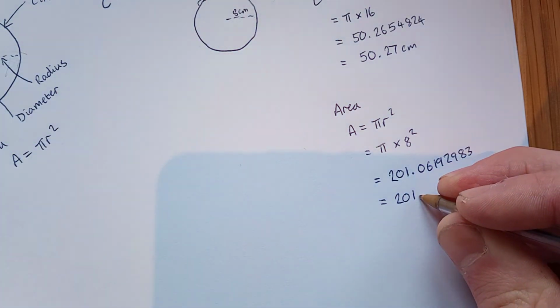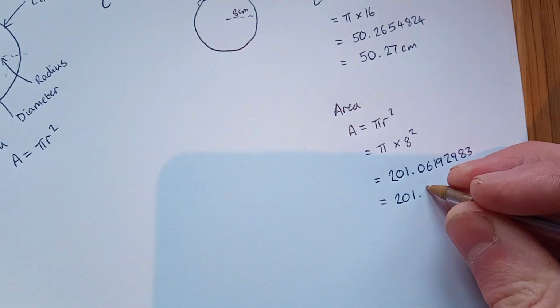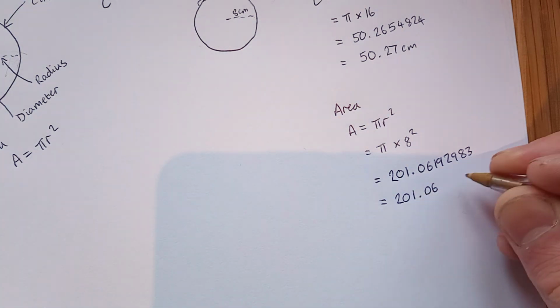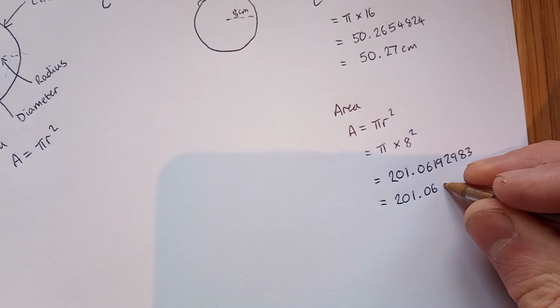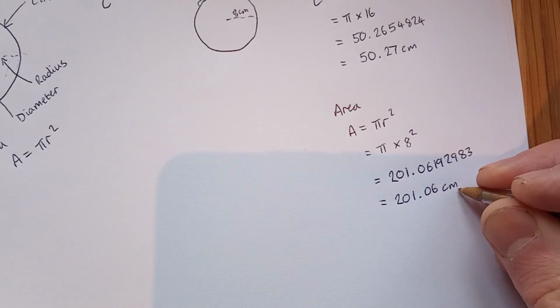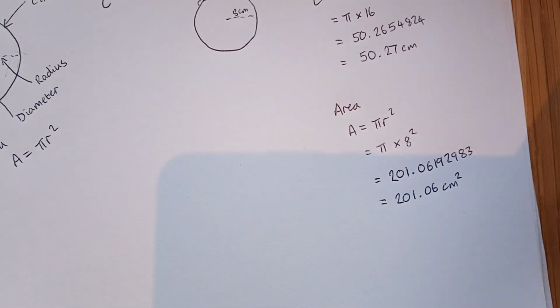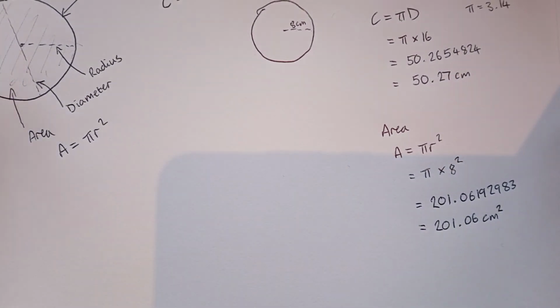Now all the questions I'm going to give you today, they tell you what accuracy to round to. Generally it's 2 decimal places. It's an area, so it's not just centimeters, it's centimeters squared that we use for that one.